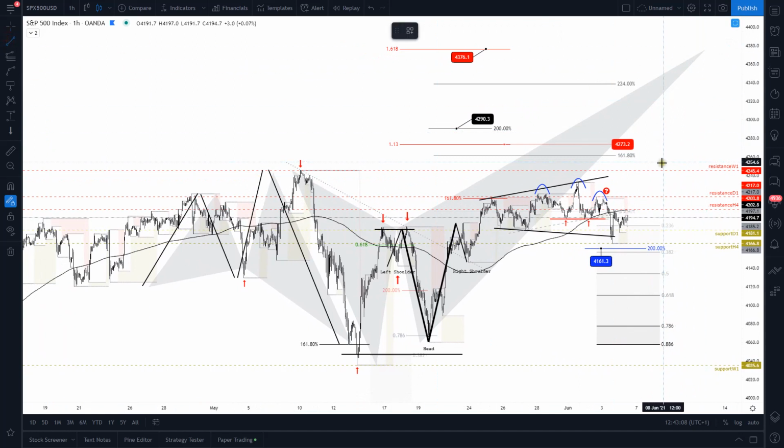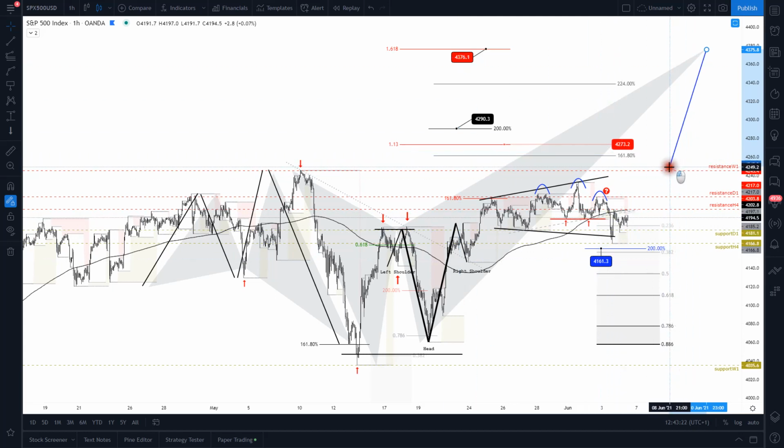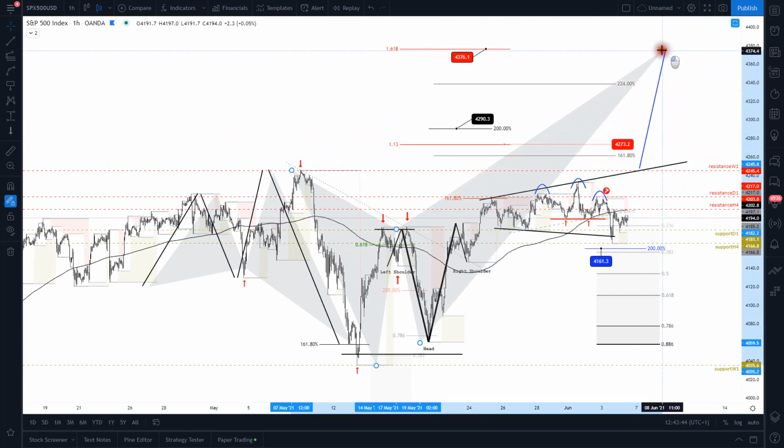A strong and fast reaction targeting those Fibonacci levels above will print the crab pattern at 4376. Of course, this is pure speculation, but that will depend on the strength and how fast the market achieves those levels. So if we see a violation of this ascending, or this kind of megaphone formation, and of this weekly fractal resistance with strong momentum, I believe there's a possibility to form that crab pattern above.